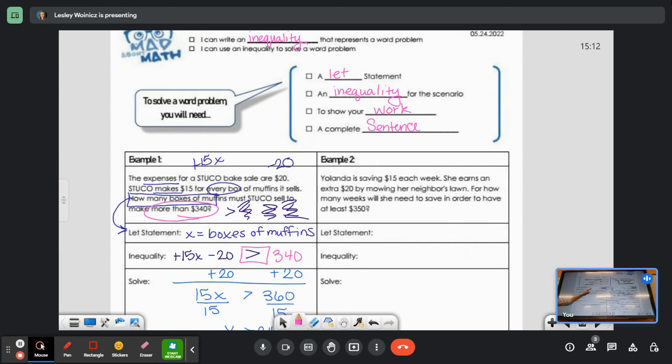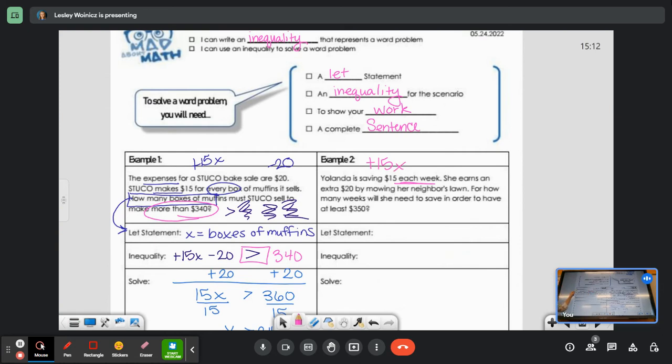Okay, so Yolanda is saving $15 each week. So we had making $15 over here for every box of muffins. Now we have saving $15 every week. Yep. It would still be positive. It would still be positive. And it would still have an X.